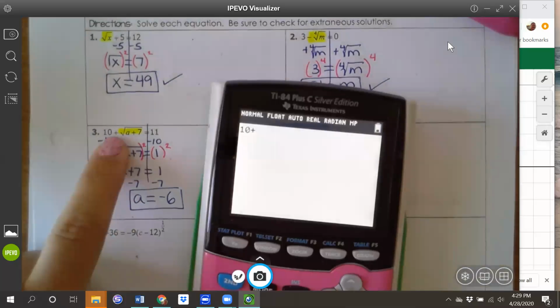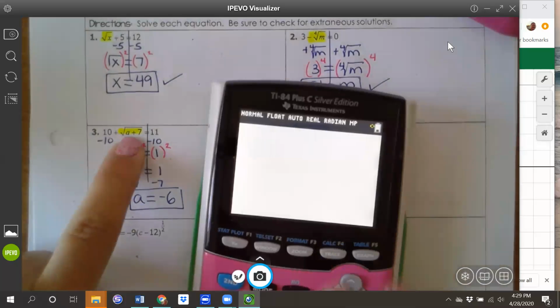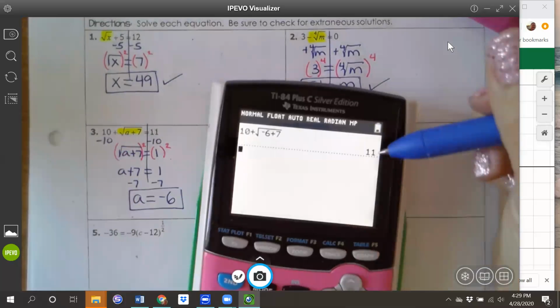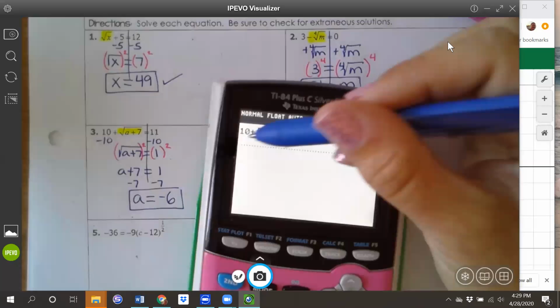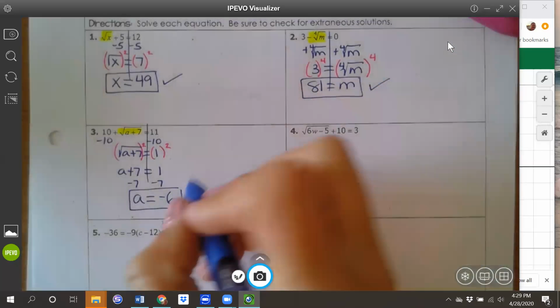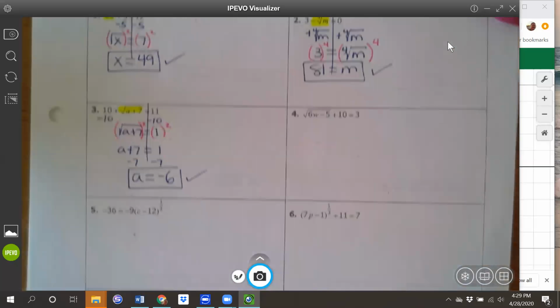10 plus the square root of negative 6 plus 7. And that better equal 11. Yep. And I'm doing this on my calculator, but you can enter that into Desmos and it will crunch that out for you. So this one has been checked and it is good.